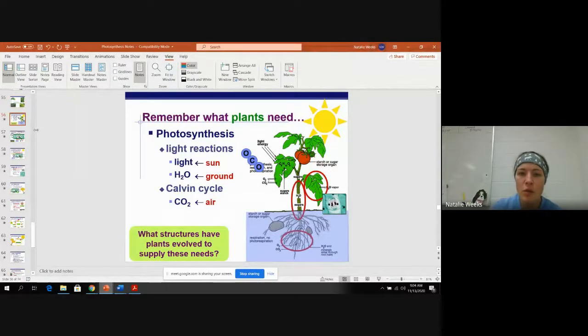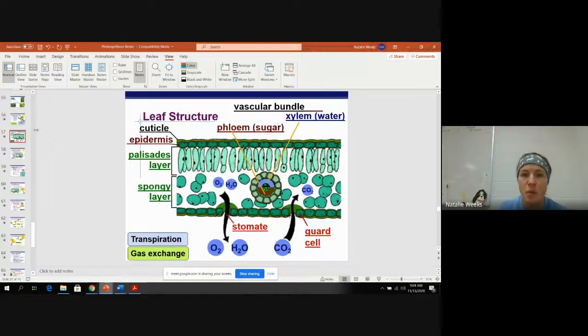So if we're thinking about the things that plants need, they need light, they need water, they need CO2. We know all of this stuff already. And the way that they get all of these different things is pretty much the same for every single plant. So every plant has some sort of a root structure. Every plant has some sort of a stem structure that's going to transport the materials from the roots to the leaves, and then from the leaves to the roots. And then every plant also has their leaf structure as well.